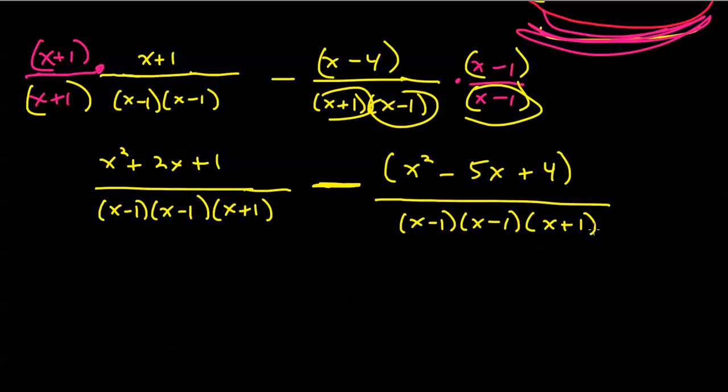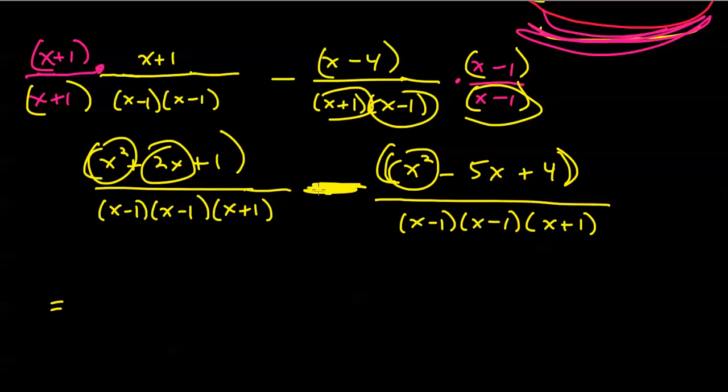Alright, so I spotted the LCD. I multiplied by the missing factors, top and bottom, in both rational expressions to get an equivalent expression with LCDs as denominators. Now I have to subtract. I'm going to take this polynomial minus this polynomial to get a new numerator. Well, of course, x squared minus x squared will cancel out. 2x minus 5x, be careful of that negative sign, is going to be minus 3x, right? Check it. 2x minus 5x will be minus 3x, and of course 1 minus 4 gives me a minus 3.